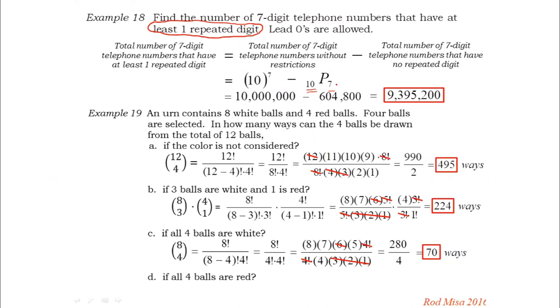And lastly, how can you choose the 4 balls if 4 balls are red? Then, of course, the 4 red balls must be chosen from the group of 4 red balls. And common sense would tell you that this could happen only in one way. So we say that there is only one way we can choose the 4 red balls from the group of 4 red balls there. Now, let's proceed to third to the last example here.